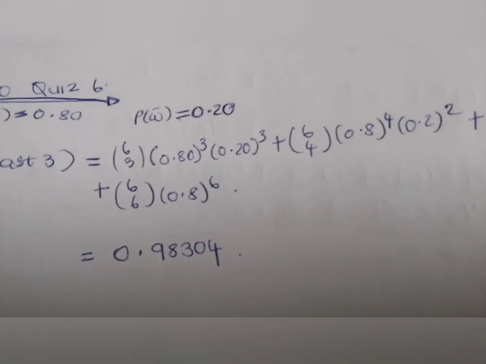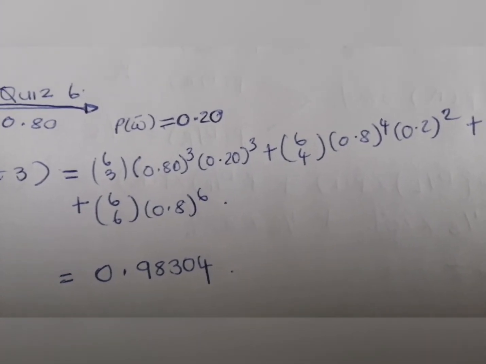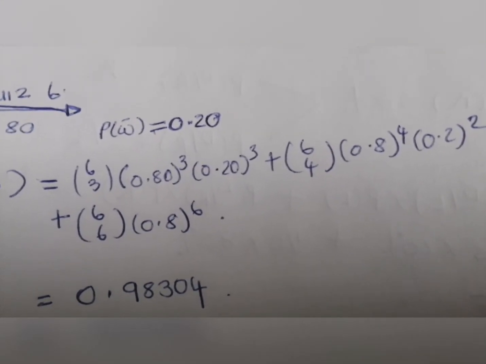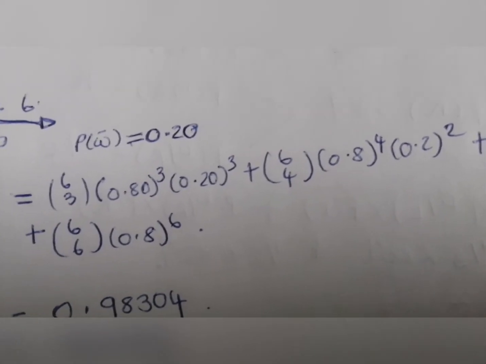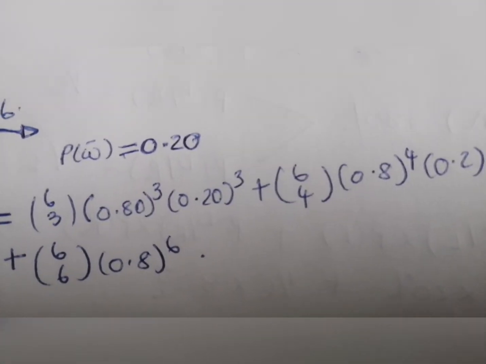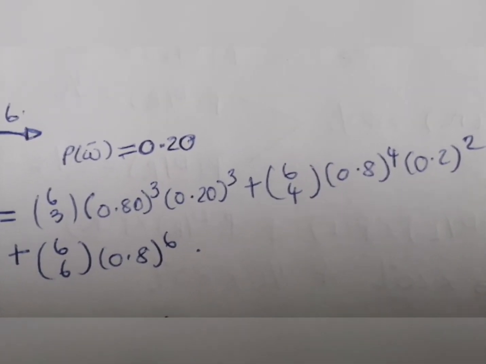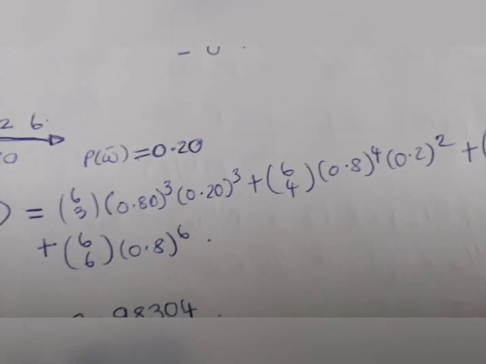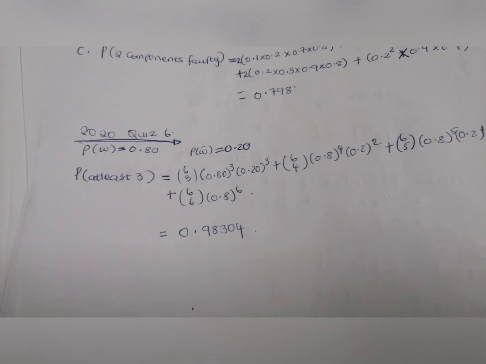Okay, the question in the quiz said that a particular system in a space vehicle has 6 components. Each component of the system operates independently of any other, and the probability of a component working is 0.8. To increase the reliability of the system, the 6 components are installed in such a way that the system will operate successfully if at least 3 of the components are working. What is the probability that the system will work? So we want the probability that at least 3 of the components are working.